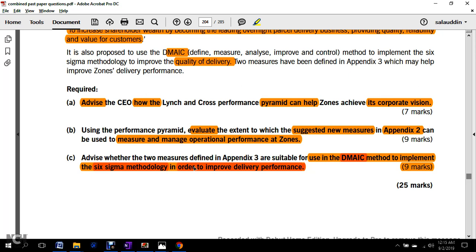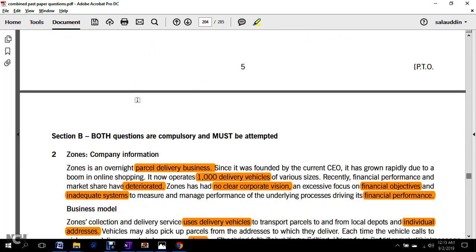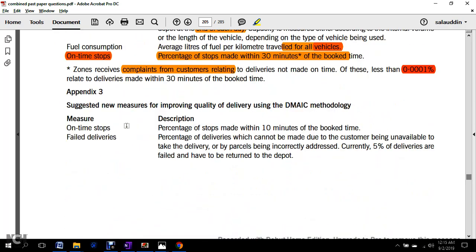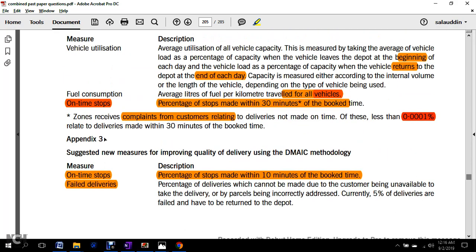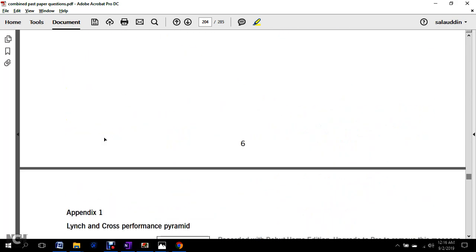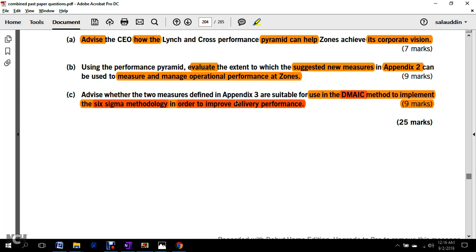So what is DMAIC? Here the requirement is to advise whether the 2 measures defined in Appendix 3 are suitable. In Appendix 3 we are given 2 measures. What are the measures? On time stops and failed deliveries. These are the 2 measures. Let's see what is the requirement. Are they suitable for use in the DMAIC method to implement Six Sigma?